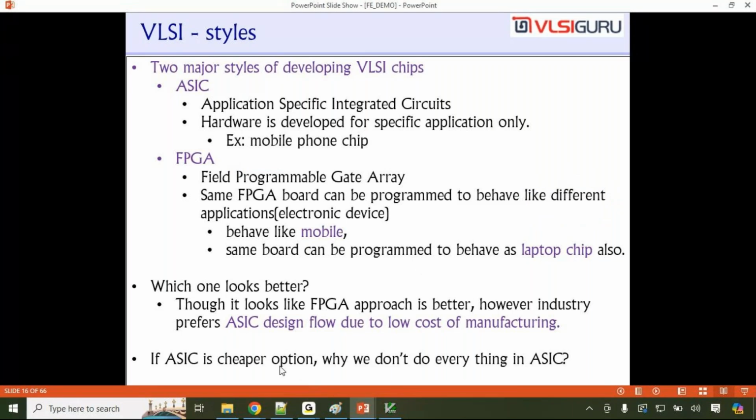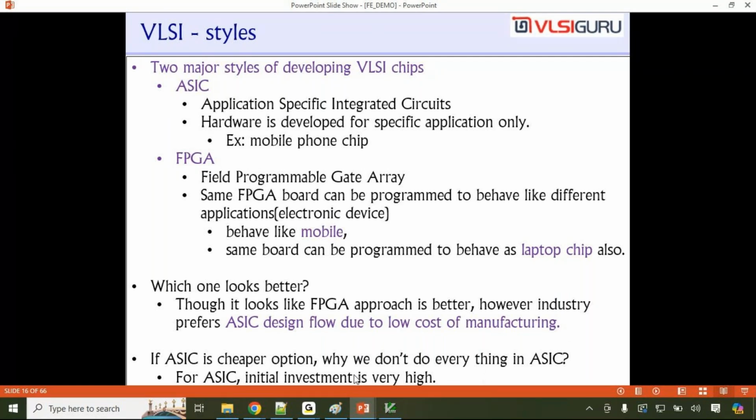If ASIC is the cheaper option, why don't we do everything in ASIC? The thing is, ASIC is suitable only for bulk production. Let's say a mobile phone, the best example. For this, ASIC is suitable. For limited production, what is meant by limited production? Something that goes into an aeroplane, right? Will it be manufactured in lakhs or thousands? Thousands only, right? Because you will only have thousands of aeroplanes that will use that hardware. Because of that, all those companies will use only FPGA.